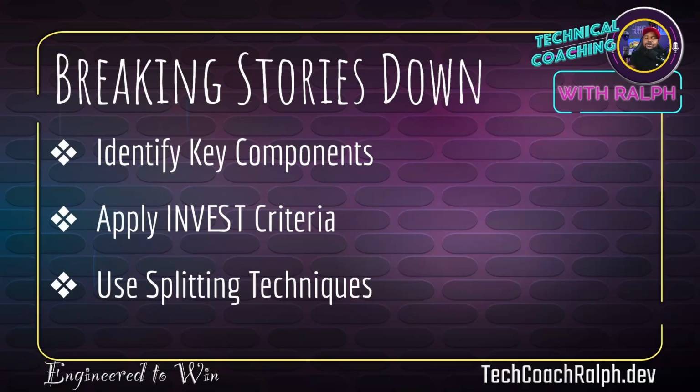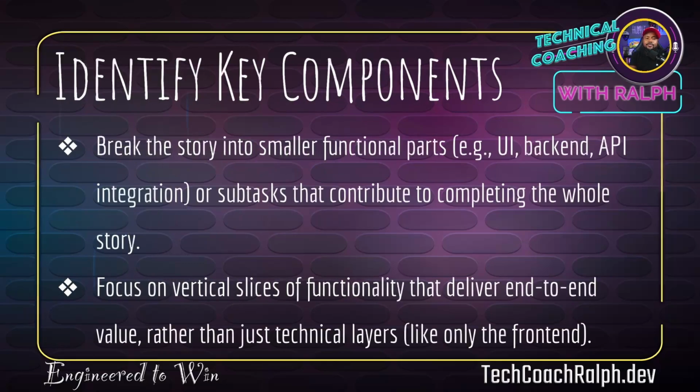So breaking down stories, we were talking about that. You're going to identify the key components. You're going to apply the INVEST criteria. We're going to talk about that. And then we're going to be using some different splitting techniques. So let's jump into each of those. Identifying key components: break the story into smaller functional parts. For example, UI, backend, API integration, or subtasks that contribute to completing the entire story.